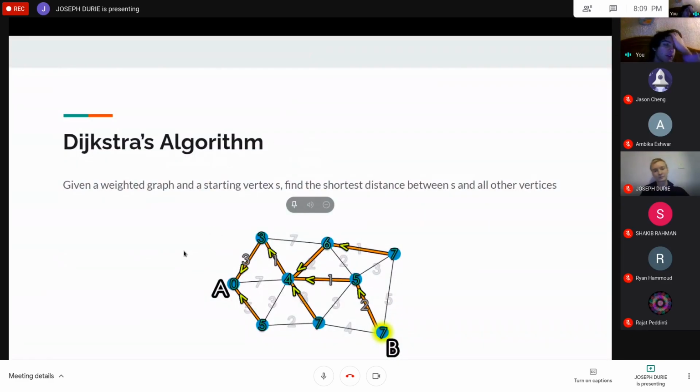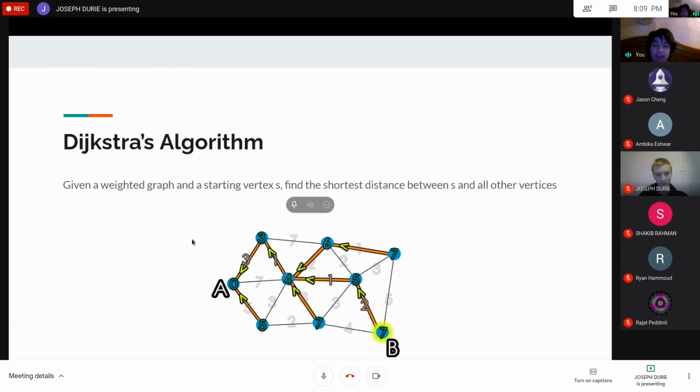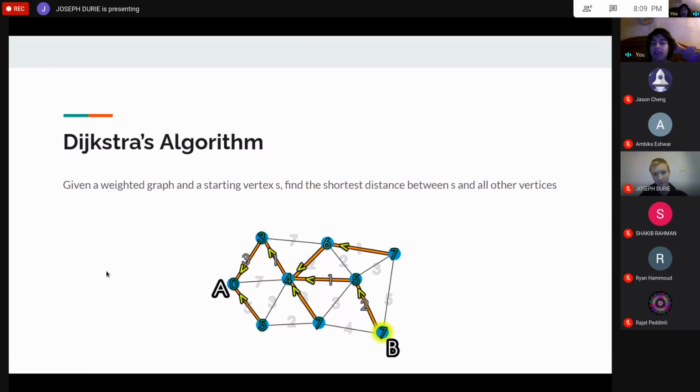Okay. So the first topic we're going to start with is Dijkstra's algorithm. The goal of this algorithm, the problem we're trying to solve, is that we're given some weighted graph. This can be directed. It doesn't really matter. And some starting vertex S in that graph. And we want to figure out how far all the other nodes are in the graph from S.